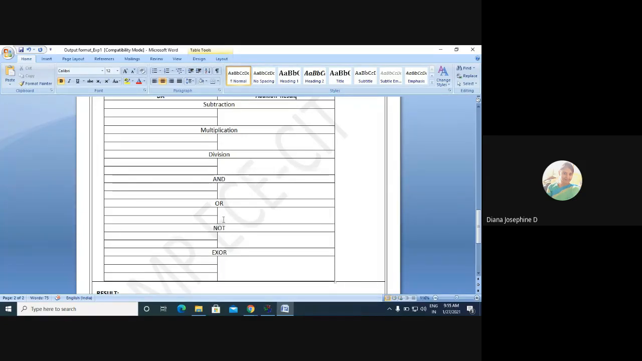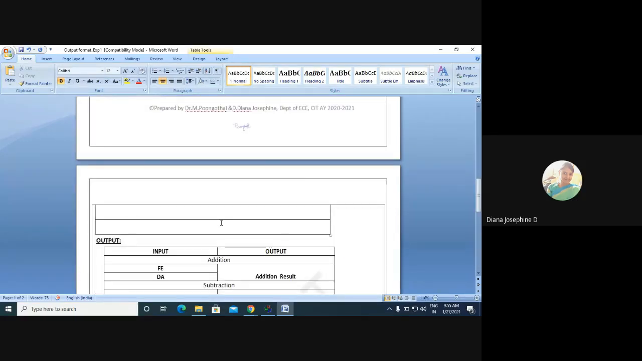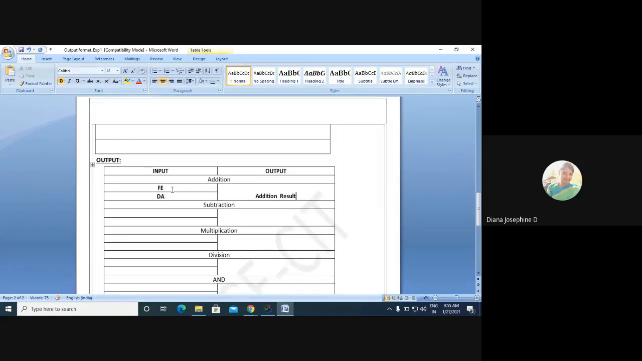Similarly for the logical operations you have 2 inputs, and the result should be written here. For NOT, you have only one input, and you can write that. So you have to fill this table. Is it clear? Only the coding and this output should be filled here. You can either type or write it, scan it, and then upload it in the Google Classroom.